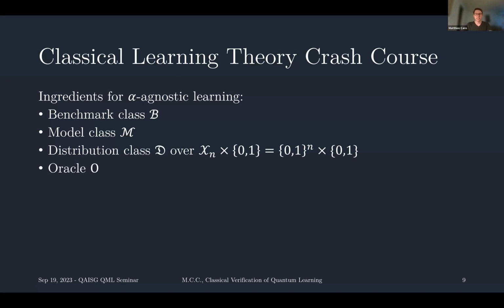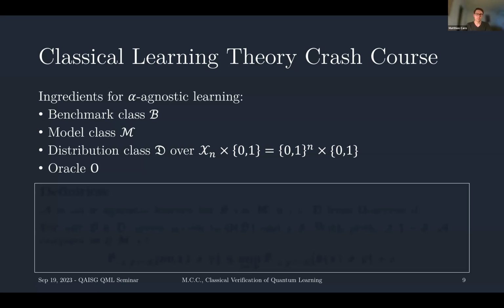And the final thing we need is an oracle. An oracle is a fancy word for how you have access to the data. This could be, for example, you just get samples from the data. You could also have more powerful access. Maybe you can actually query the unknown function on an input of your choice. But either way, you have to specify your data access, or as a computer scientist would say, you have to specify your oracle. And with this, I can now write down the definition.